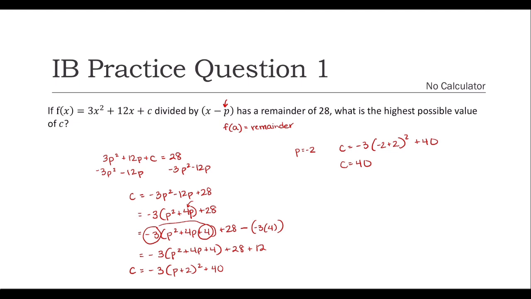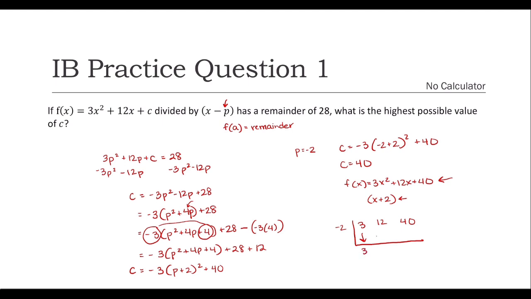And we can double check that this is true by taking our f of x equals 3x squared plus 12x plus 40, and our factor of x minus p, so x plus 2. So we'll divide f of x by x plus 2. So we'll put our negative 2 on the outside, and then we have 3, 12, and 40. We'll bring down our 3.